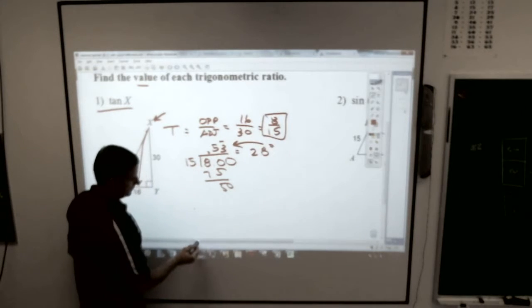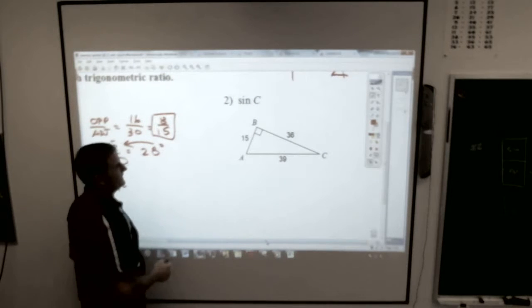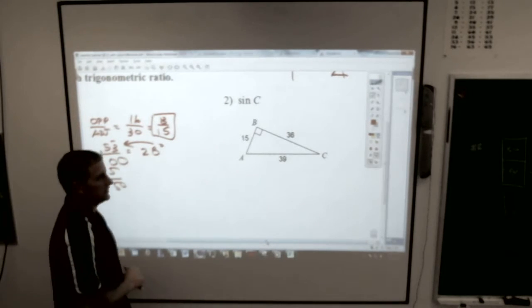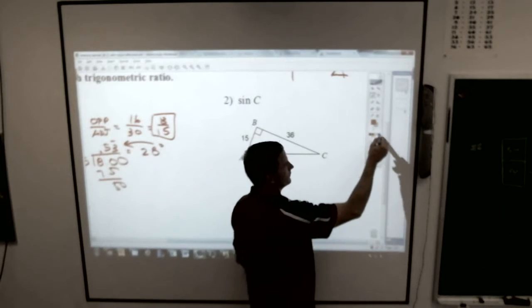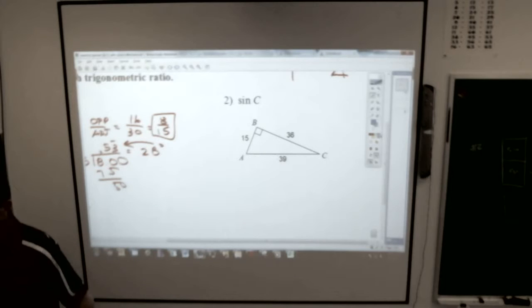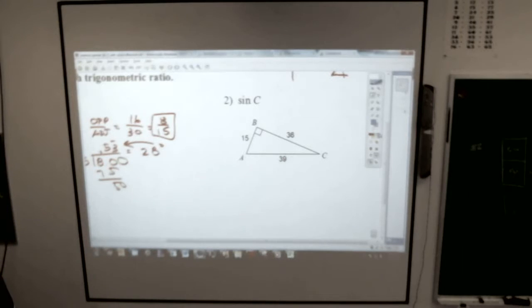I'll tell you what, right now, if you would do number 2, the sine of angle C, do that one for me. Let's see if you got somewhat of a grasp. If you know this, you can talk with the big hitters in the mathematical world. Not many people know what sine, cosine, and tangent are all about. Although you can cosine alone.